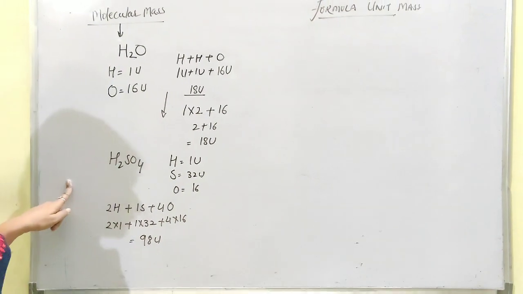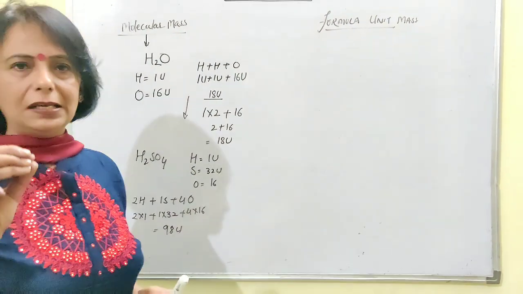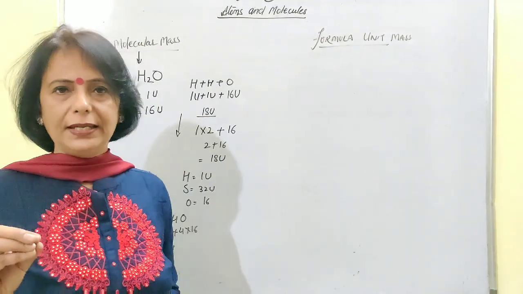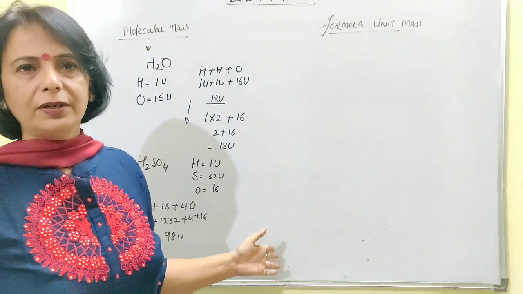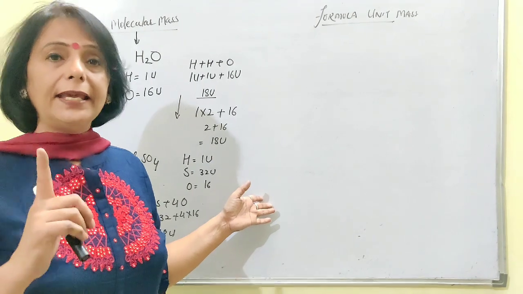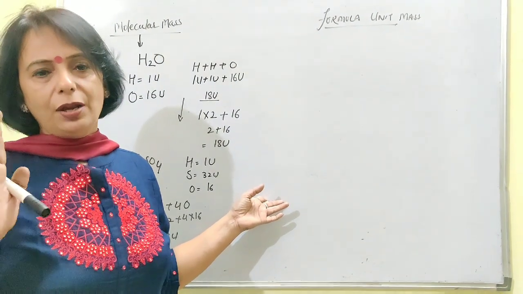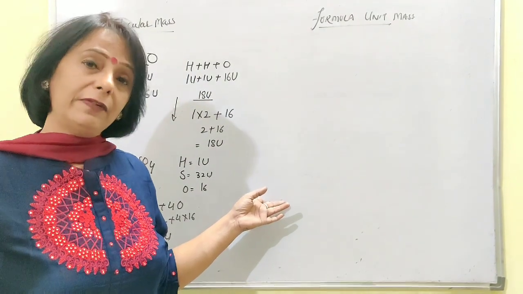So it is very easy to find out the molecular masses, but for your convenience you should at least learn the atomic masses of the first 20 elements in the periodic table, so that you never face a problem while finding out the molecular masses of these compounds. Atomic masses you should learn at least of the first 20 elements up to class 10. So start learning, and if you can go beyond, that will be much better.